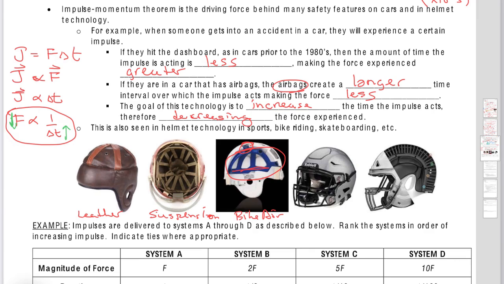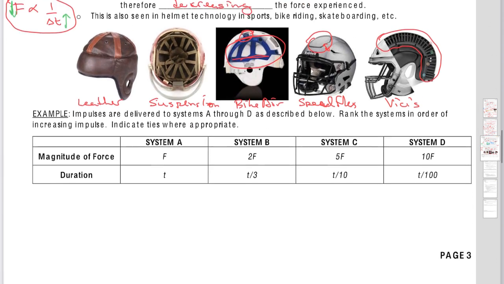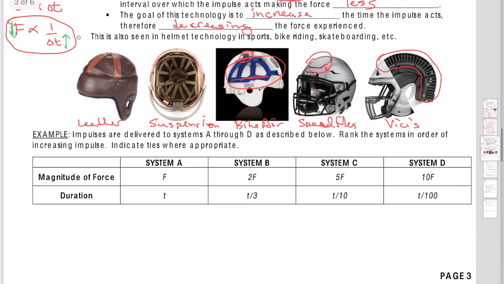And now these are two modern helmets. This is the Riddell SpeedFlex, and this piece right here is the technology. They have better foam padding, but this piece is able to flex. And this is the Vicis helmet, which is always ranked one of the safest helmets. Their technology is this layer right here, where these actually cushion as much as they can. Again, like I said, this is a topic near and dear to my heart because of my past experiences with concussions, so I'm always pushing this.